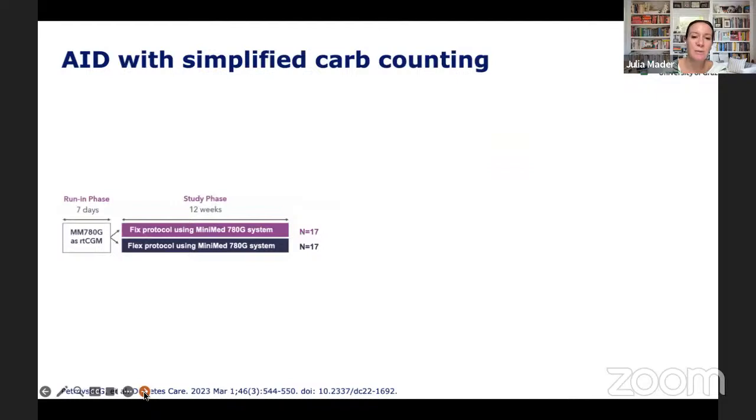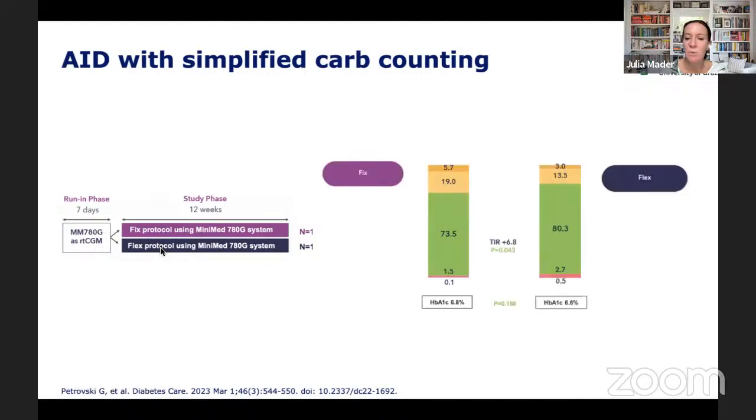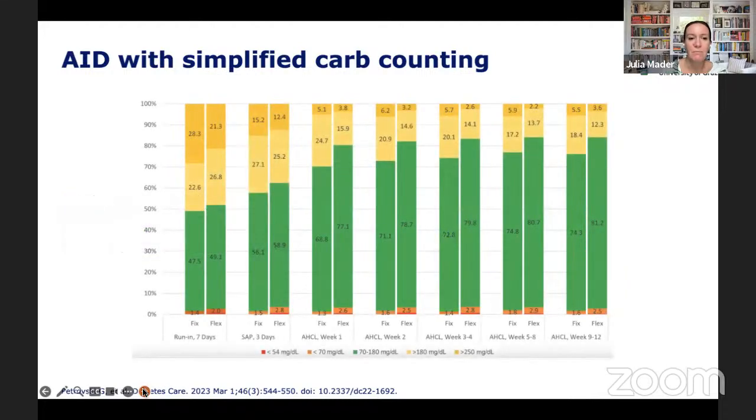When we then look into simplified carb counting, what can we observe here? Also here, people were randomized to an intervention, a small sample size of youths with type 1 diabetes. They were either using a fixed protocol or a flex protocol with the system. The ones doing the flex protocol, where they did not have to do the carb counting in detail, achieved more time in range compared to the ones who had to do the task of carb counting. So again, we can say simplified carb counting works in type 1 diabetes. And I think that's really good news for us, because carb counting is one of the biggest challenges that we still face. And the more automation we can get here, the better it's going to be.